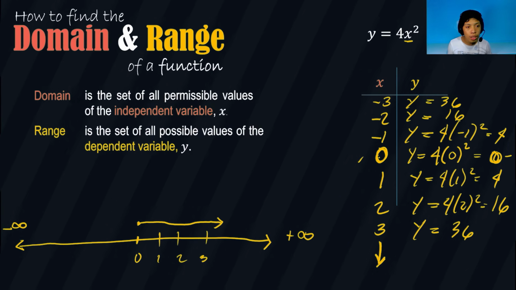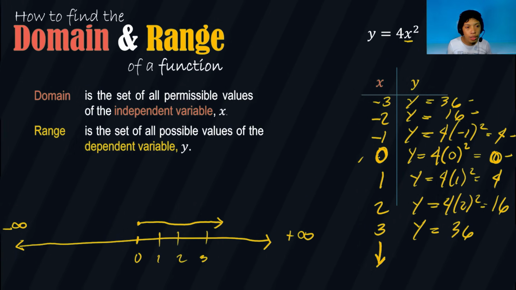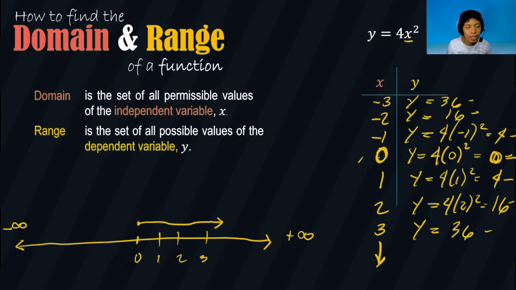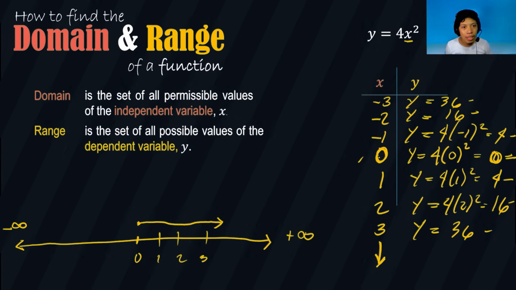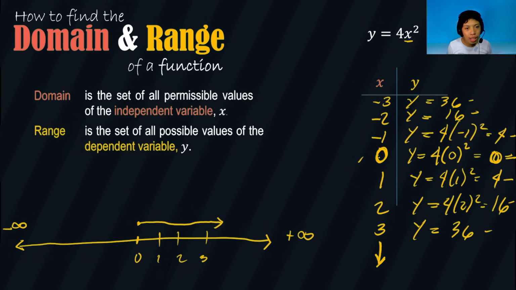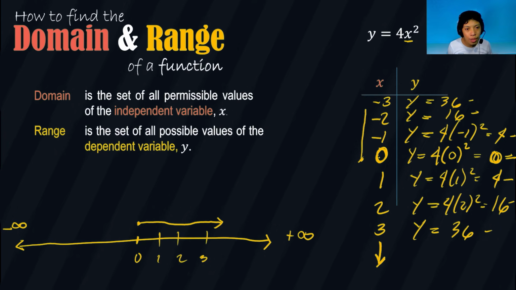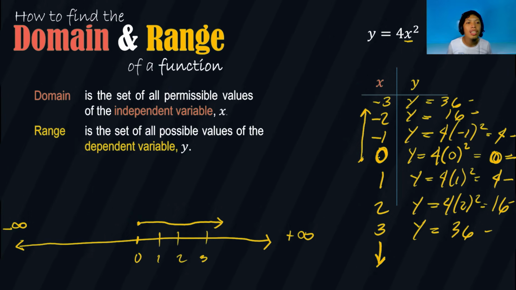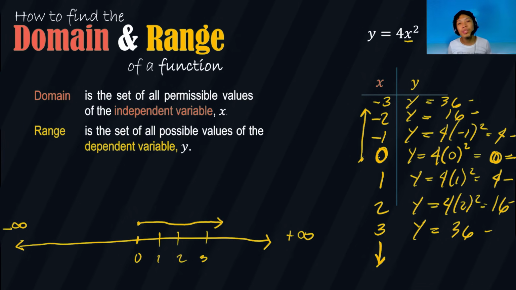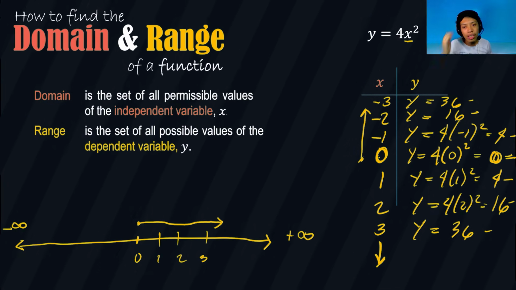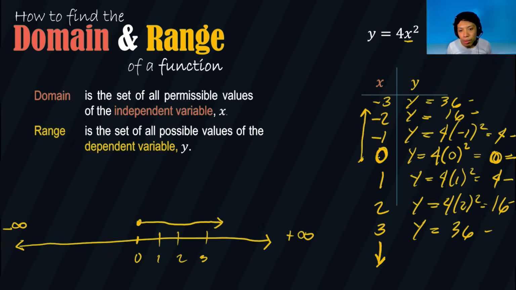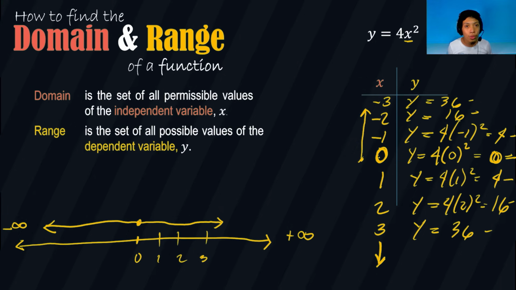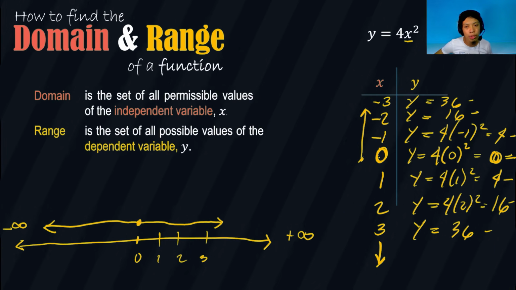0, 4, 16, 32. Can you see the symmetry? That means from 0, going to the negative integers, to negative infinity is also a permissible value of x. Okay? So, let me put it here. From 0 until negative infinity is also a permissible value of x.